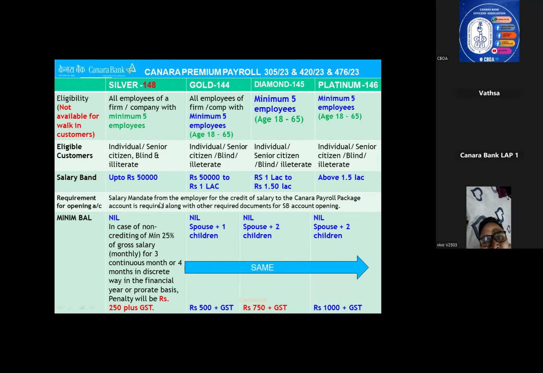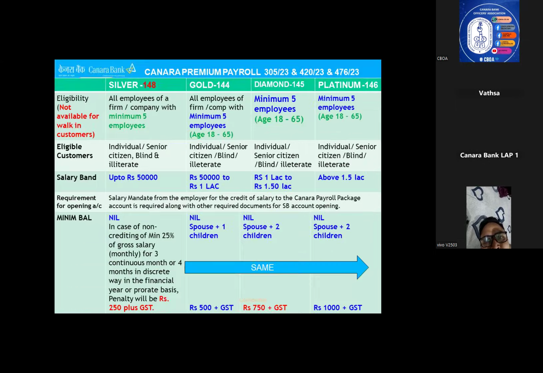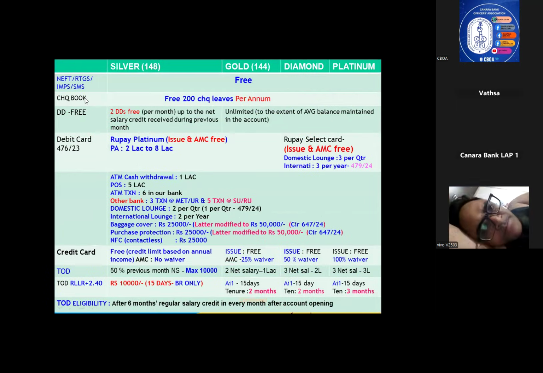Okay. Salary mandate is common. For all the 4 variants, we have to get the salary mandate. Okay. Then minimum balance, now it is not required, so I am not going to discuss that. Checkbook, 200 leaves per annum for all the 4 variants. Then DD, 2 DDs free for the first category and for the other 3 categories it is unlimited. Debit card, RuPay Platinum is issued, and issuance and AMC is free.